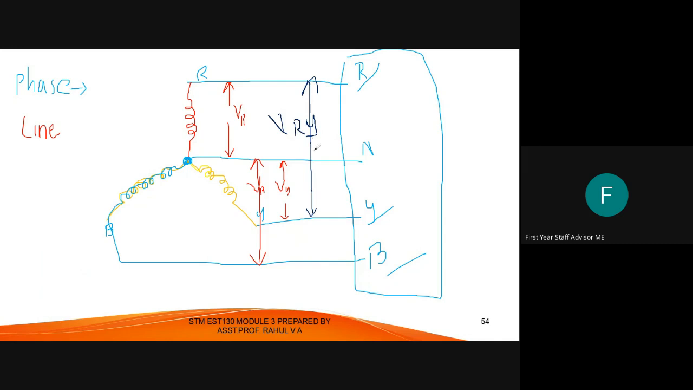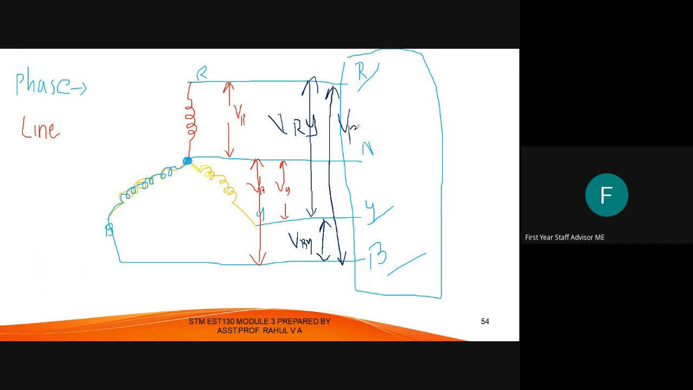It is called a line voltage. A voltage between two phase wires is known as line voltage. If you measure voltage between Y and B, it is also line voltage, VYB. Again, if you measure voltage between B and R, it is also a line voltage, VBR.